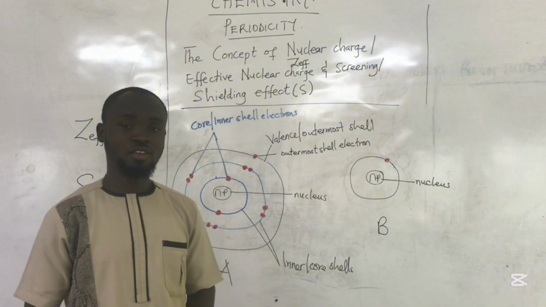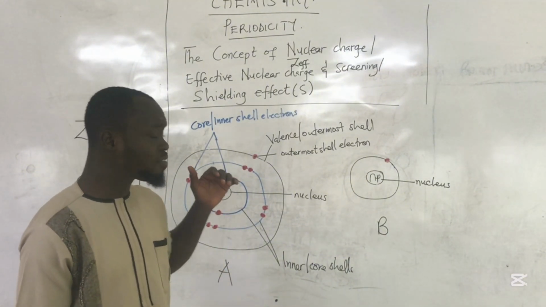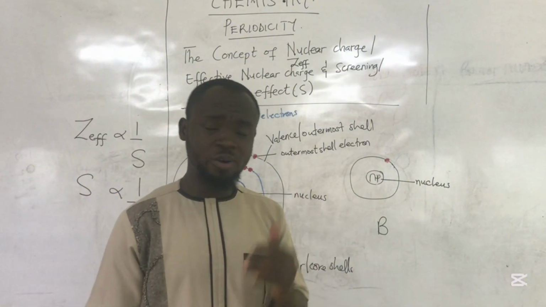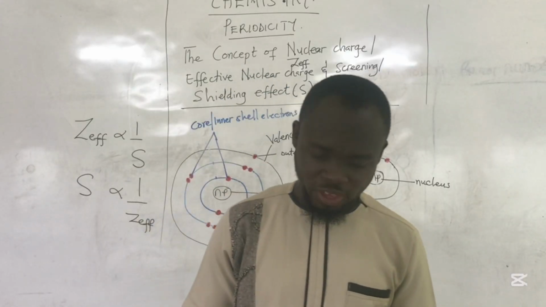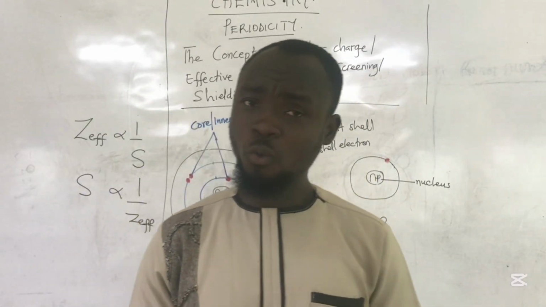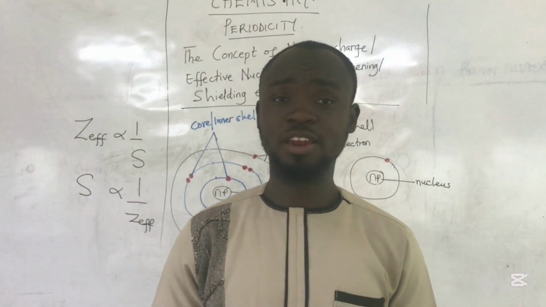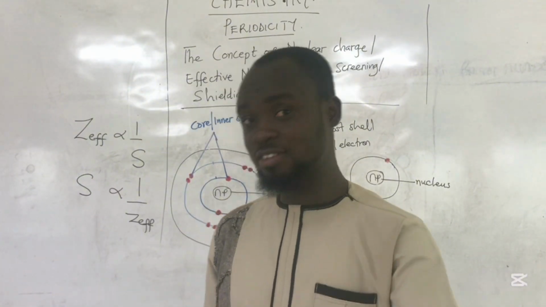Is that okay? Now, how do we apply this basic concept in the variation of properties of elements on the periodic table while there are changes in their atomic number? Now, let's discuss that one as well.